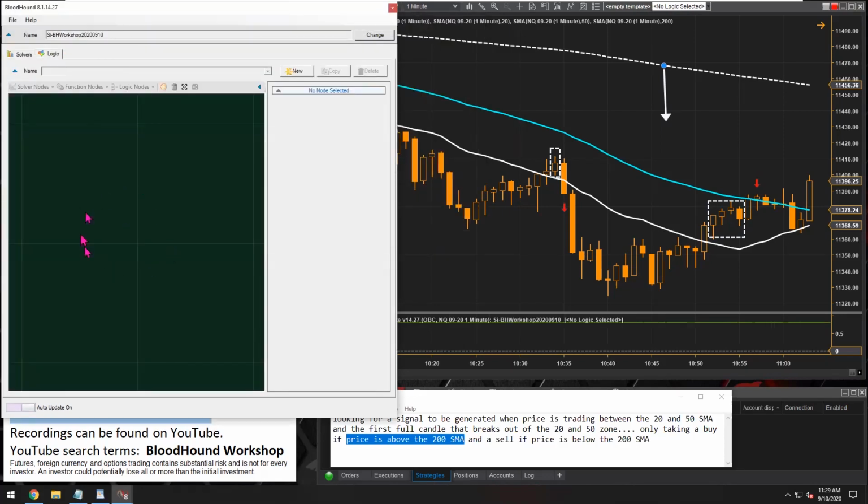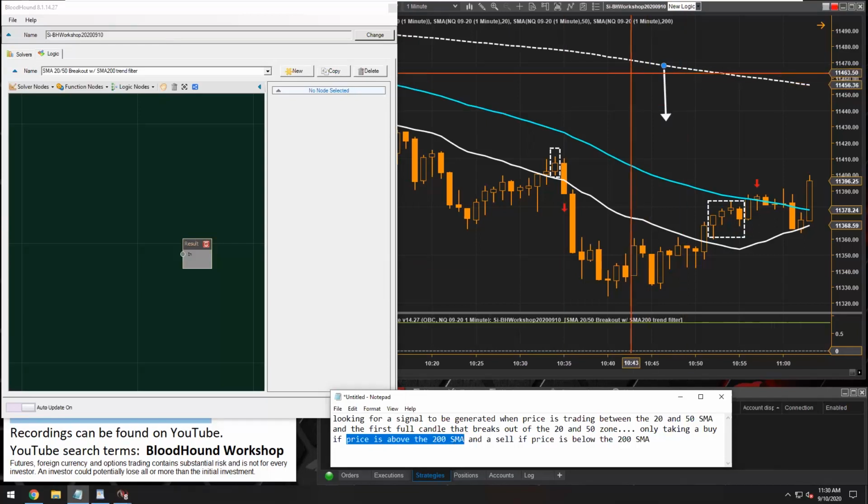Next, I'm going to go to the Logic tab and start a new Logic template here. Let's see, what should we call this? We have an SMA 20/50 breakout, and we're using an SMA 200 as a trend filter. I always like to start with some of the simpler conditions, so let's just look for whether price is above or below the SMA 200, the overall trend or signal direction filter.